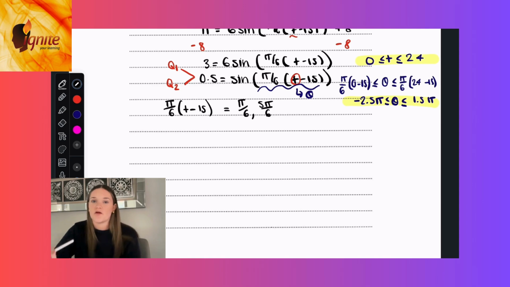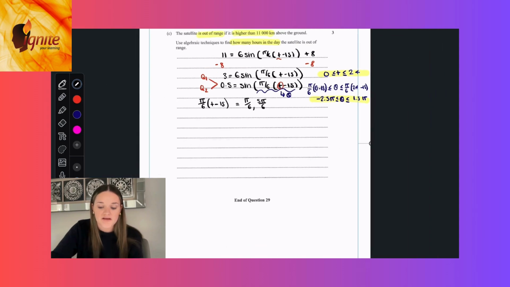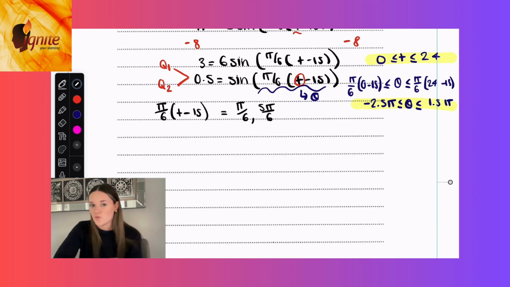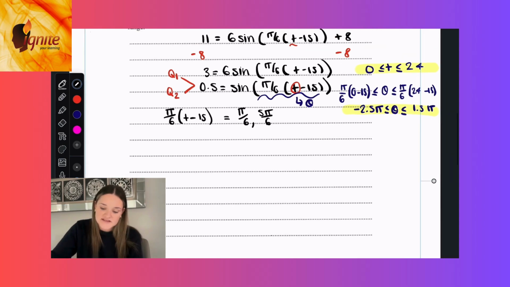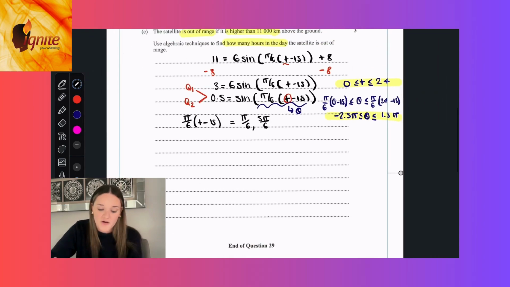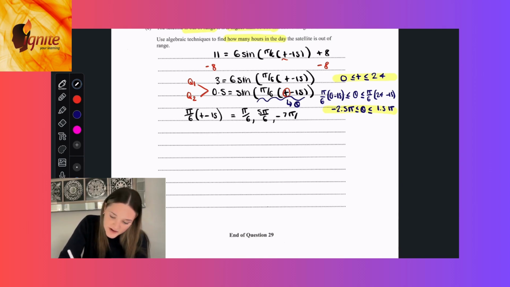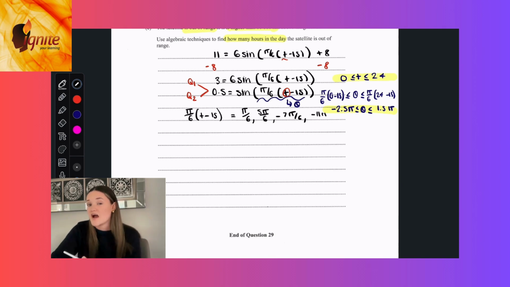However, I can't add another revolution to that because I'll then be going outside of my domain of 1.5 pi, but I can move the other way. My starting point of my new domain is negative 2.5 pi, so I want to see if I can go the other way and get some more values of t. If I do pi on 6 minus 2 pi and 5 pi on 6 minus 2 pi, I end up getting negative 7 pi on 6 and negative 11 pi on 6, both of which are in my domain. But I can't take another revolution back from that, and I can't take another revolution forward from that. So those 4 values are the only 4 values I can have for now.